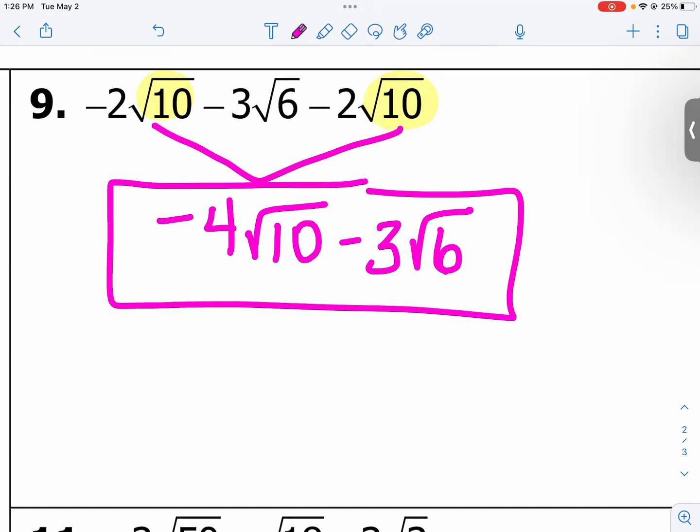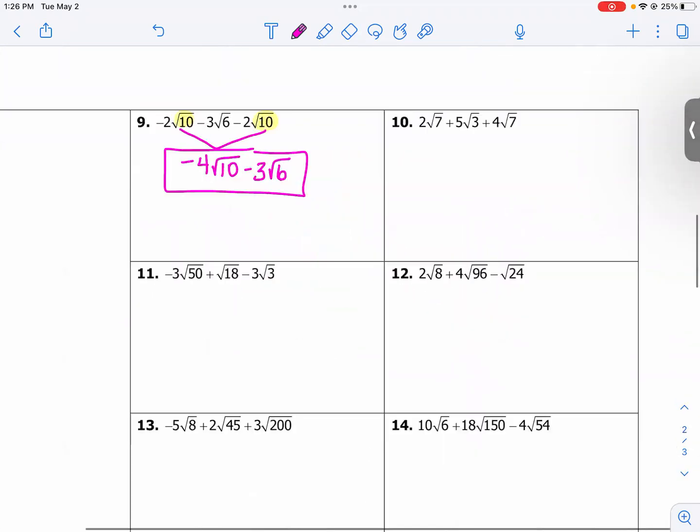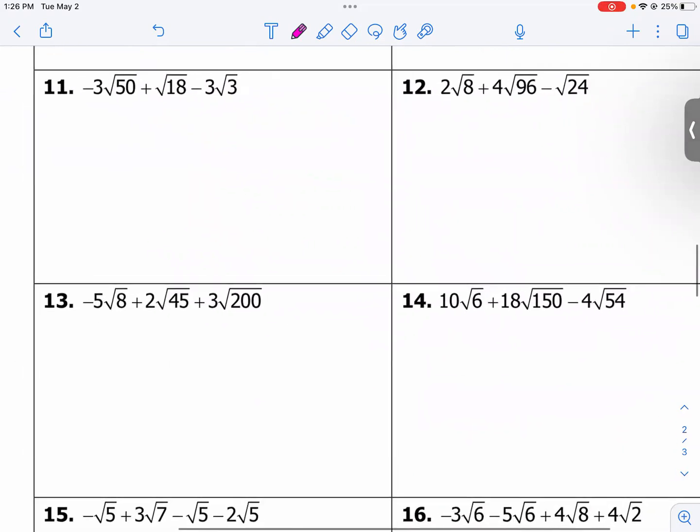Whoever you are sitting by now, you're going to, again, rock, paper, scissors. Loser moves counterclockwise, and you and your new people are going to do 11 and 12. Ready, set, go.